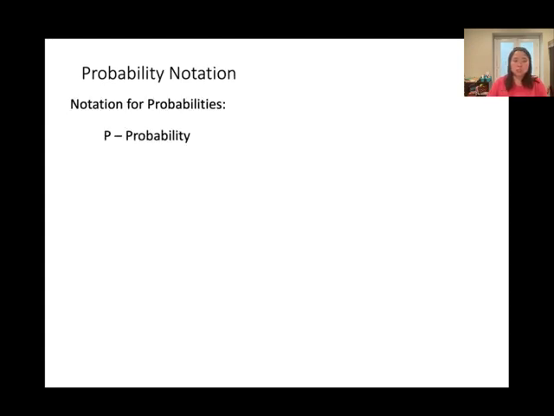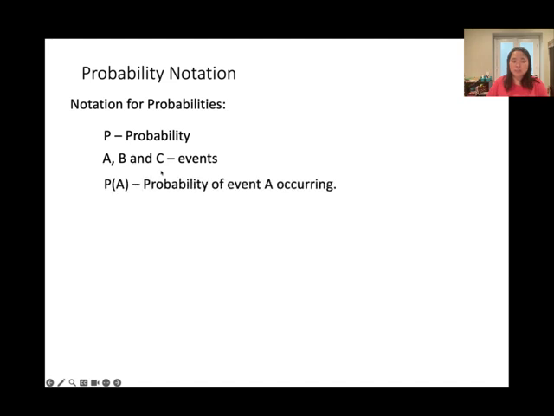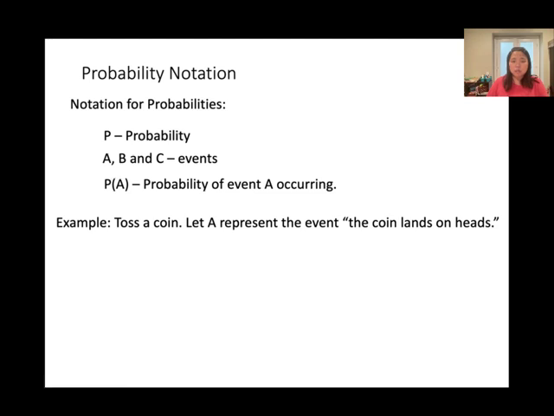Okay, the notation. P stands for the probability. And then we always name the events A, event B, or event C. So you will write something like this: the probability of event A occurring. I need to see this notation on the exam. For example, toss a coin. Let A represent the event that the coin lands on heads. So the probability of event A, the probability the coin lands on heads, is equal to 1/2, or 50%, or 0.5.